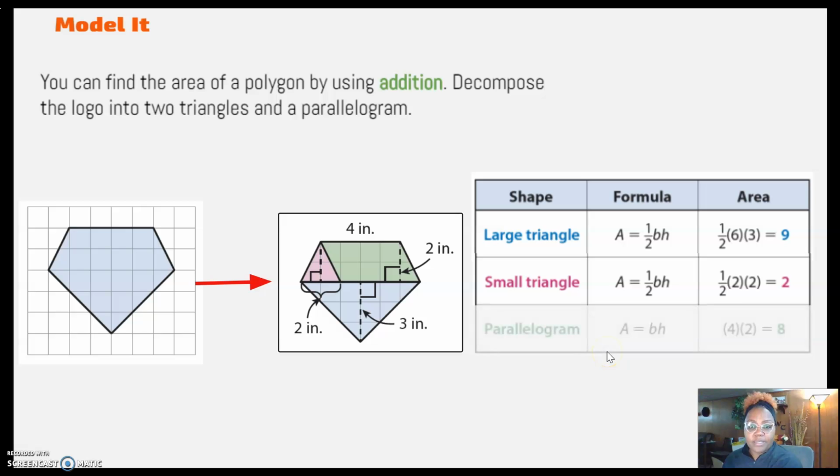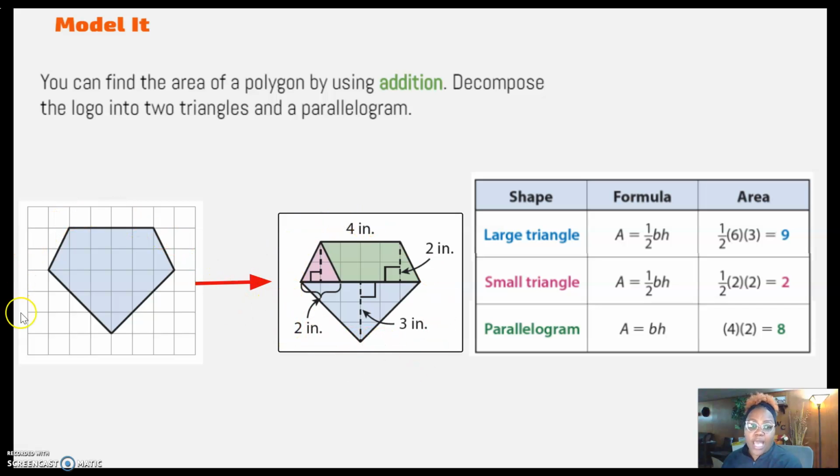Now the third piece is the parallelogram, okay? And we remember from last week, the area of a parallelogram is base times height. So in all three of these cases, you have to be able to determine base and height of the shape. And that was part of our learning target last week and this week. So the base of the parallelogram is 1, 2, 3, 4 inches. The parallelogram is 2 inches tall. So here for our parallelogram, 4 times 2 is 8. So now we have all 3 pieces of our shape.